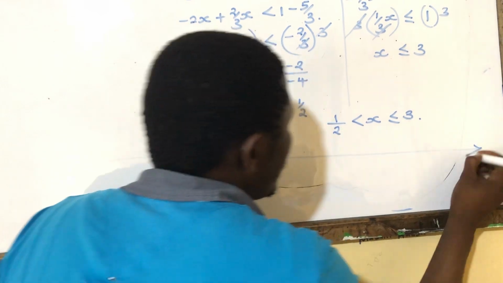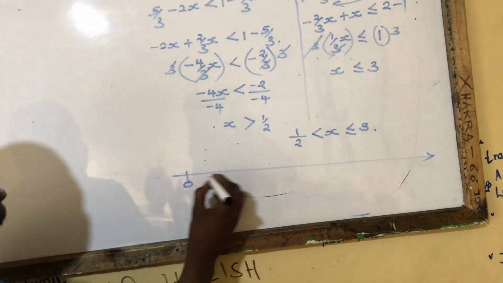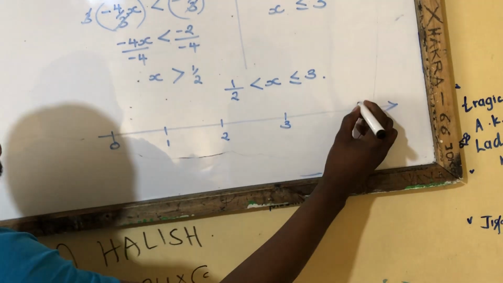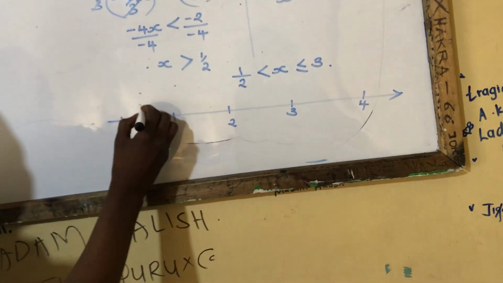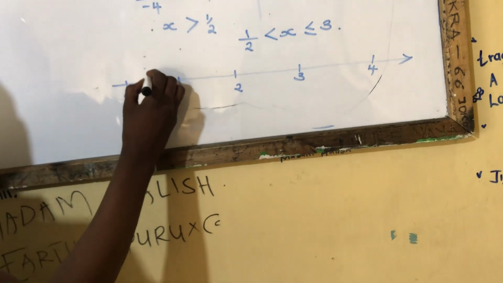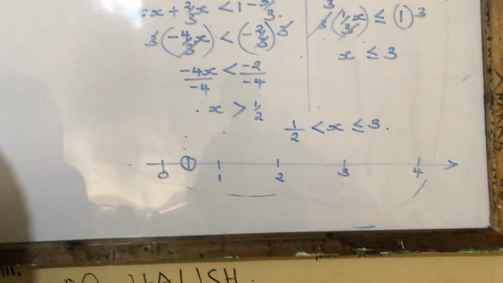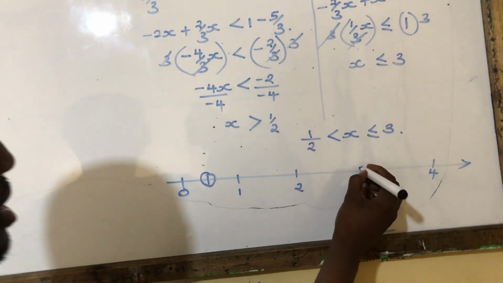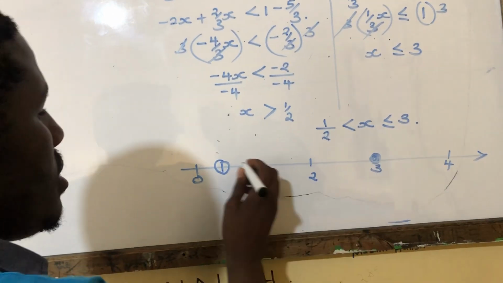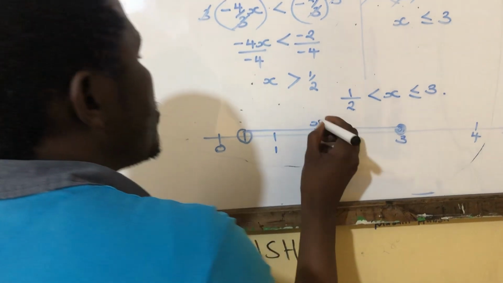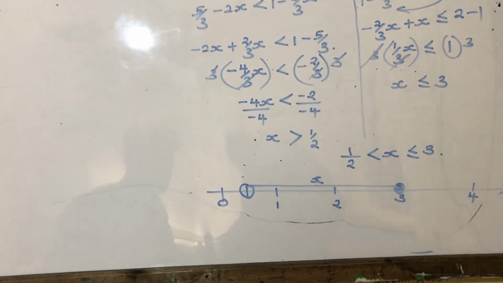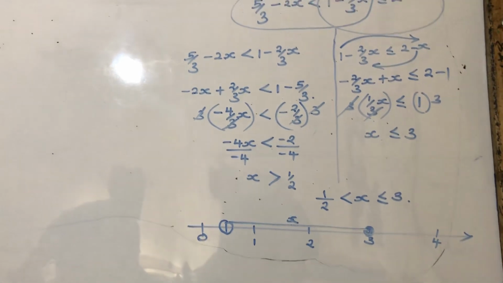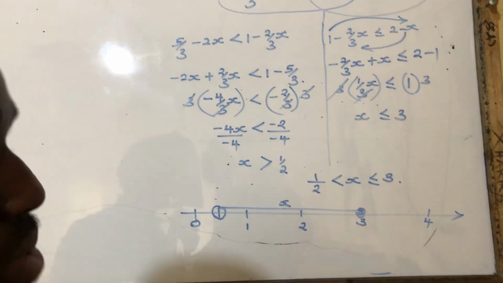The question did not ask us to stop at that point. We are required to represent this in a number line. So I'll have something of this sort. At a half, half should averagely be somewhere here, in between 0 and 1. Then at 3, we'll shade our dot. This becomes the solution. That is how inequalities are done. Go do more practice. Have a nice time.